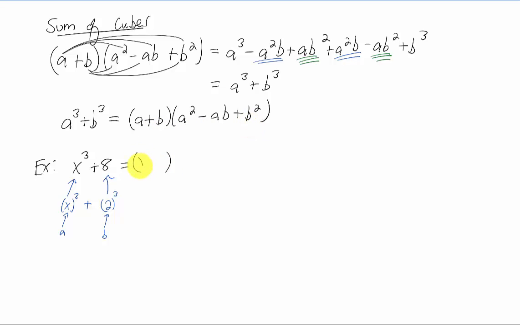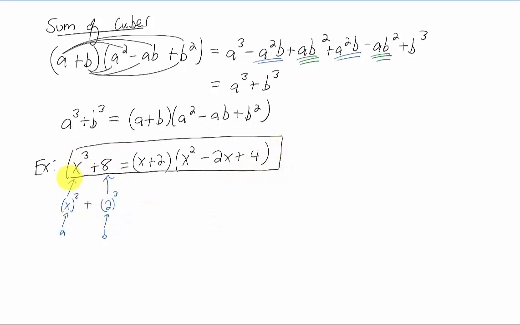A plus b is going to be x plus 2. A squared is going to be x squared. Minus a times b is going to be x times 2, which you can also call 2x. Plus b squared, which is just going to be 4. That is how you can factor that sum of cubes using the formula just right above it.